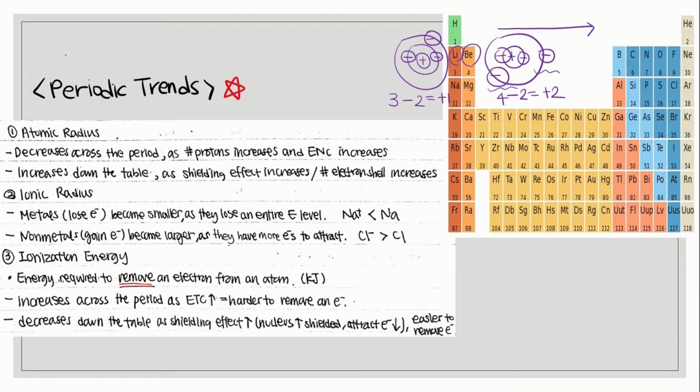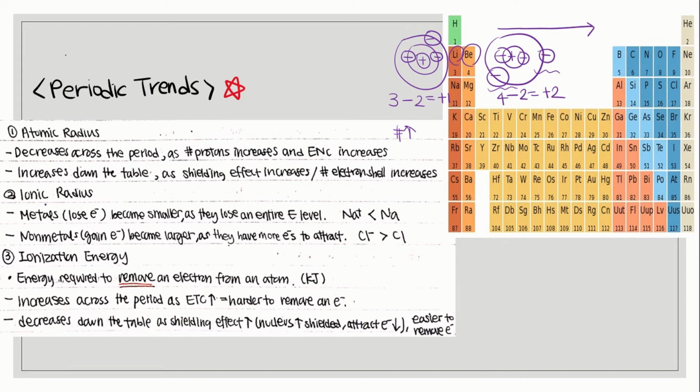Atomic radius will increase down the table because the number of energy levels will increase. So hydrogen will have 1 energy level, but lithium will have 2 energy levels. So of course the lithium will be larger than the hydrogen.